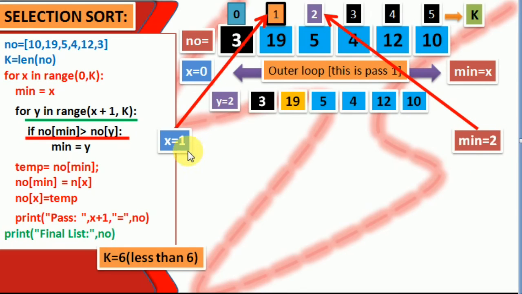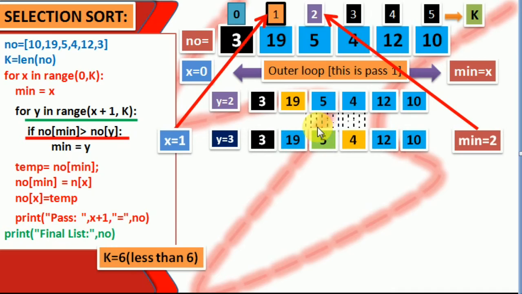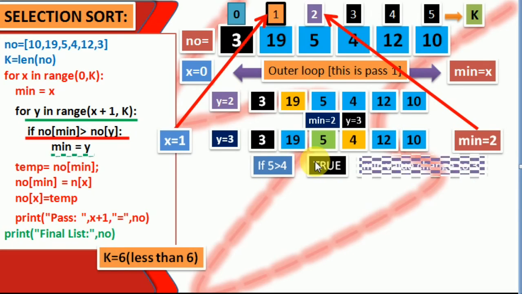Next, x is still at 1, min is now at 2, that is 5. Now y starts from 3, which is 4. So min sits at 2, the value is 5, and y starts from 3, that value is 4. Again you check, is 5 greater than 4? It will say true. Now the min again changes with the value of y. Now it's sitting at 3. It overrides the value of min from 2 to 3.